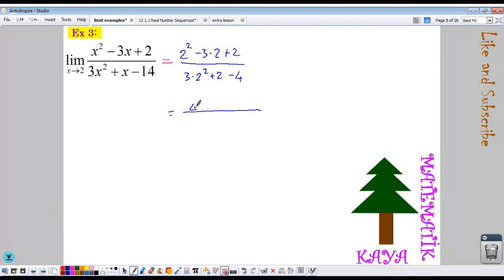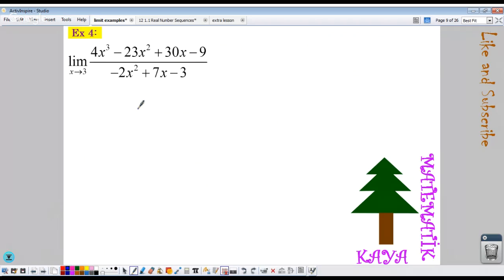So 2 squared is 4, minus 6, plus 2. 2 squared is 4, times 3 is 12, plus 2, minus 4. So it's going to be 0 over 4 plus 6, 4 plus 2 is 6, minus 6, 0. 12 plus 2, 14, 0 over 10 is equal to 0. The result of this limit is equal to 0. There is no need to make any more calculations.